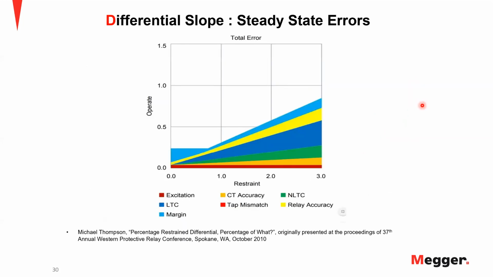Here is a pictorial representation of how those margins of errors are provided for each type of steady state errors here. This was taken from one of the technical papers that was presented in one of the protective relay conferences.